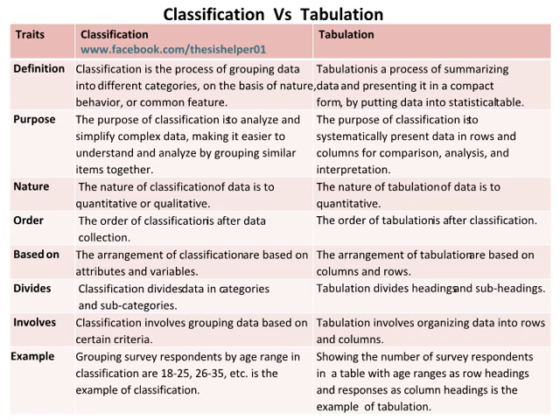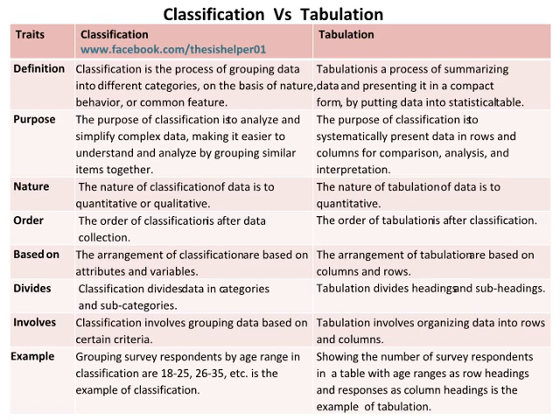The arrangement of classification is based on attributes and variables. Whereas, the arrangement of tabulation is based on columns and rows. Classification divides data into categories and subcategories. Whereas, tabulation divides headings and subheadings. Classification involves grouping data based on certain criteria. Whereas, tabulation involves organizing data into rows and columns.